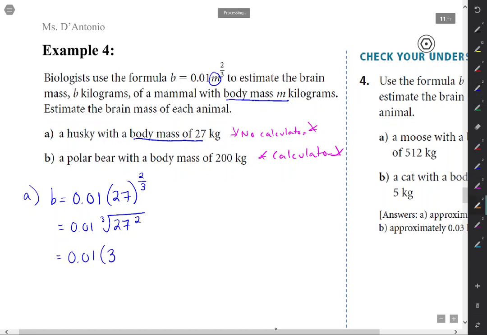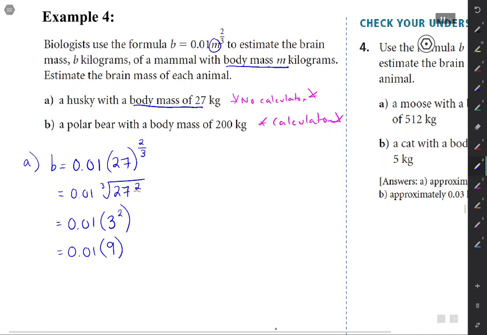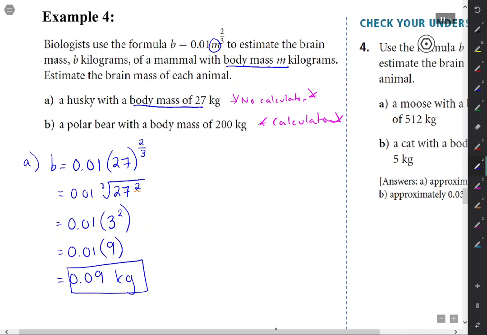But we still haven't dealt with that power of 2 over here. So we're going to have 3 to the power of 2. And we still have that exponent. So if we're still following BEDMAS, we would continue with the exponent 3 to the power of 2, which is equal to 9. So now we have 9 times 0.01, and that's really easy. That would just be 0.09. So our final answer would be 0.09 kilograms. And I'm going to put a box around that. Try to get into the habit of putting the units there, so the kilograms, because we're answering a word problem here.